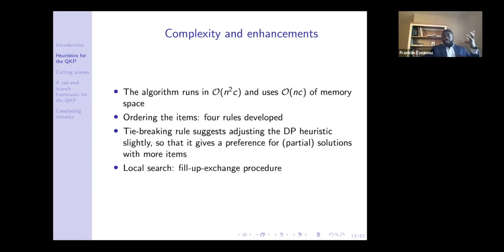So we added some ingredients to improve the quality of the results that are obtained. For example, we decided to define some orderings of the items at the beginning of the algorithm. Then we add some tie-breaking rule and local search at the end of it. So what do we get as a result of this algorithm?